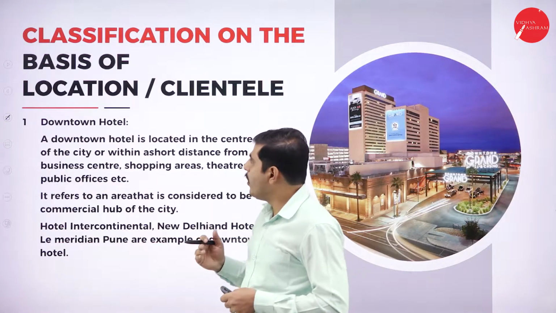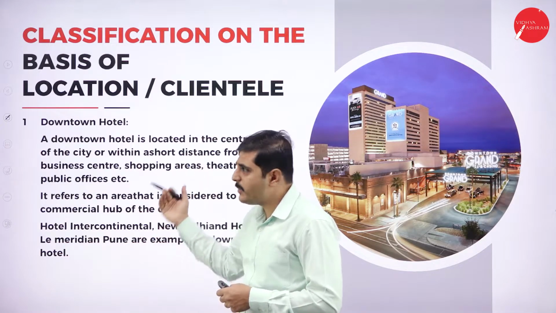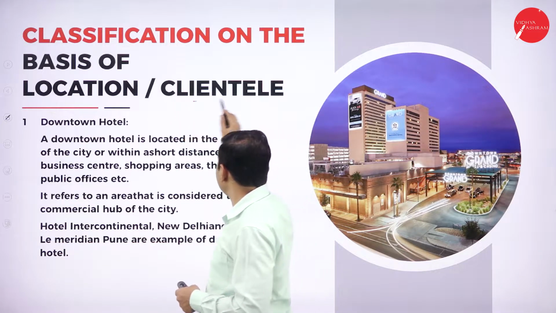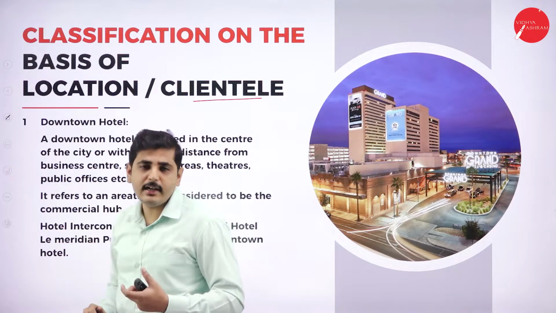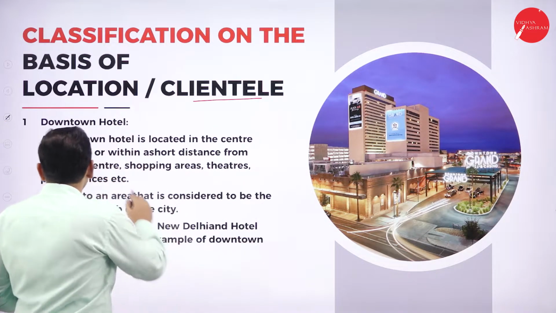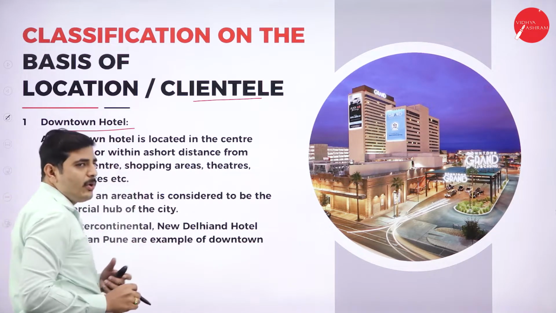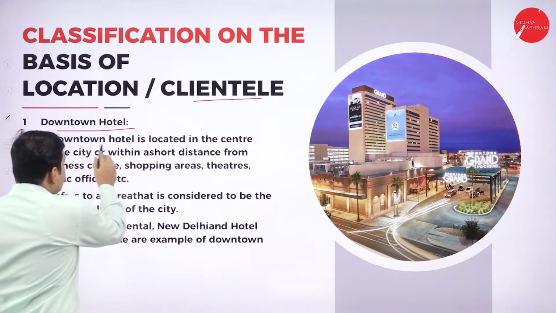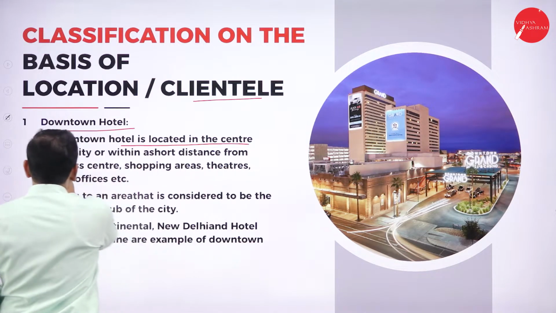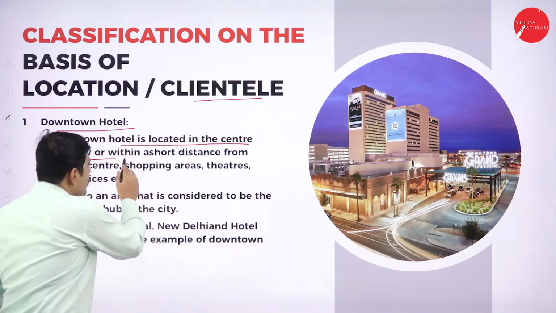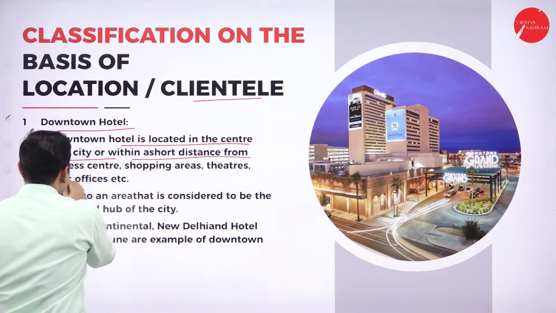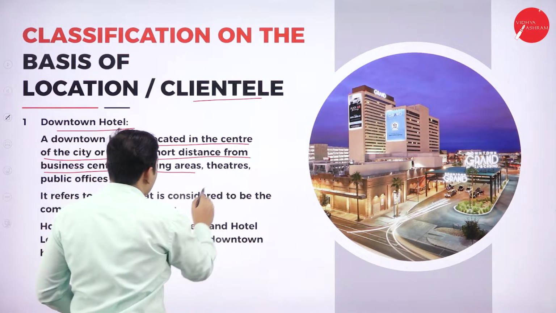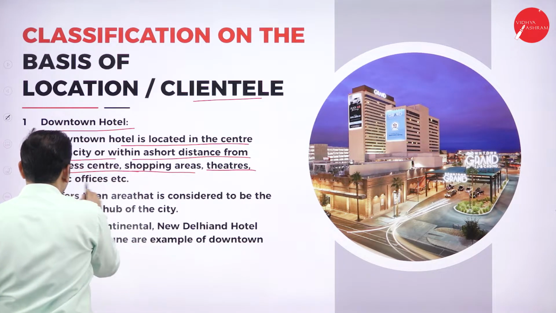Next point. Now we can classify hotels on the basis of location and clientele. What do you mean by location and clientele? Here, downtown hotels. What do you mean by downtown hotels? A downtown hotel is located in the center of the city or within a short distance from business centers, shopping areas, theaters, public offices, etc.